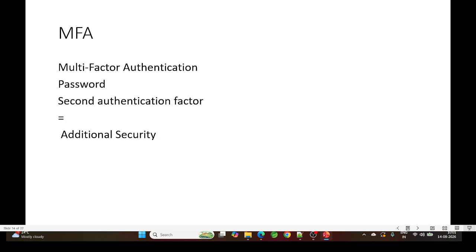Now coming to MFA. MFA stands for multi-factor authentication. Instead of relying on only a password, MFA adds another authentication factor. This provides an additional layer of security. For important AWS accounts, MFA is a very important security practice.